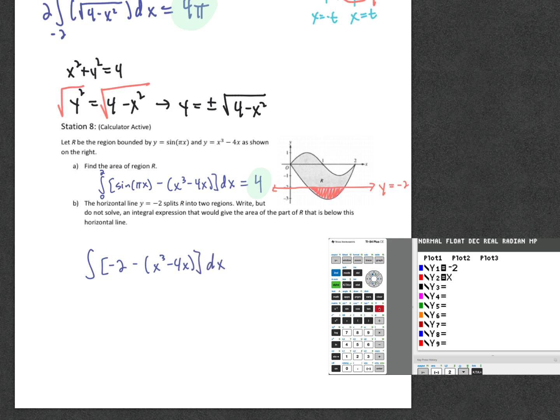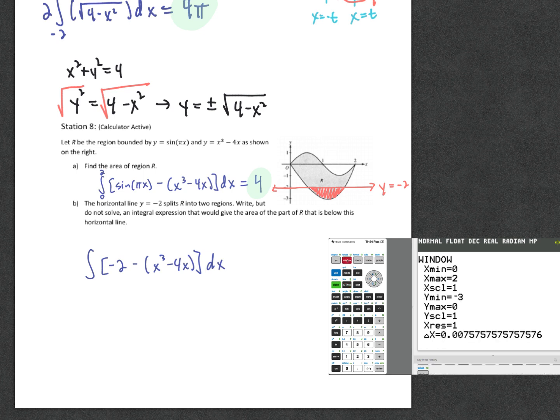Okay, so let's find the intersection, and that's what the calculator is for. So we'll type in these two functions. -2 is one function, and then the cubic function is the other. So we'll go back to the calculator. Okay, so we'll definitely change our window according to the graph. X min and X max, 0 to 2 for sure. Y min maybe -3 to 0. And that'll show up those intersections, just as long as those intersections show up.